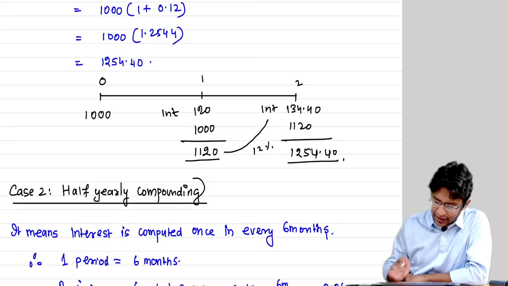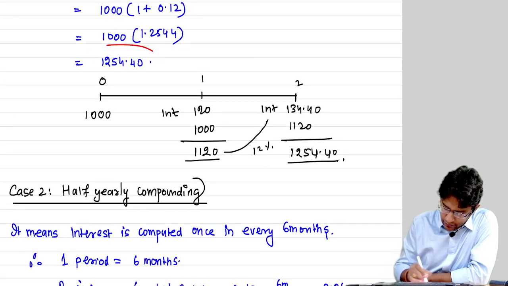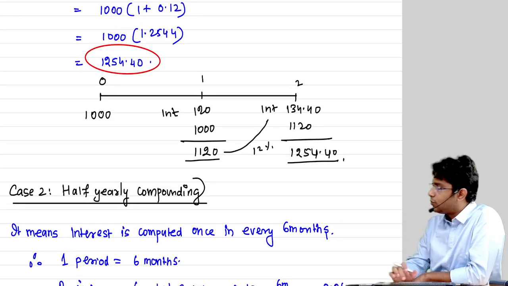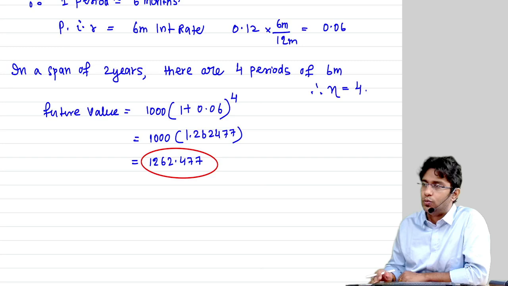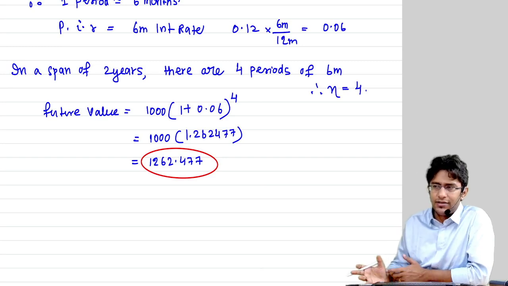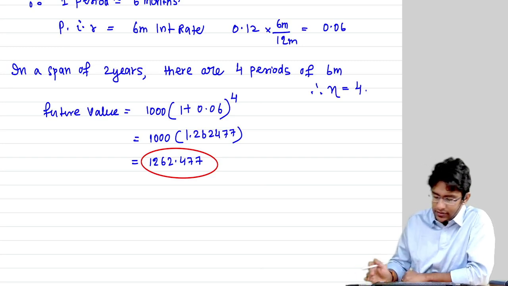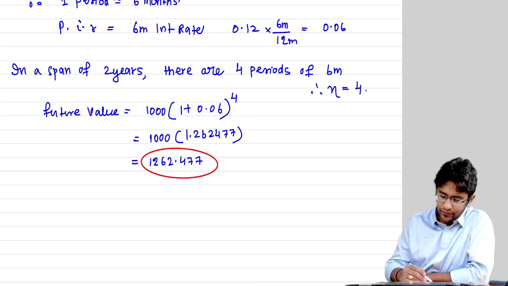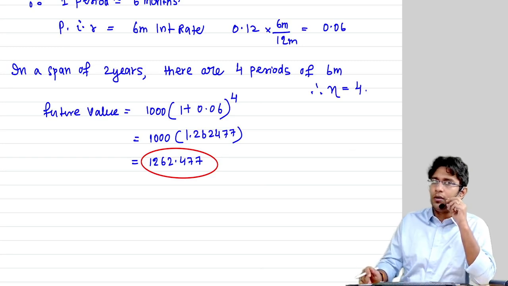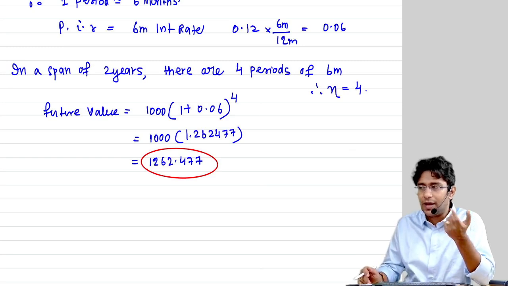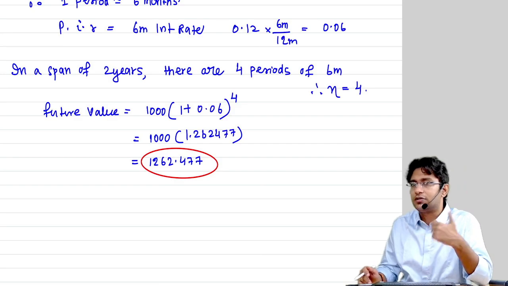If you observe the final answers here and here, how much did you have? 1254. Whereas here you are having 1262. Isn't it higher? Clearly 6 rupees, 8 rupees it's higher. Why is it higher? What's the reason for this? The more times you compound, what is happening? You are computing interest on interest also more times.